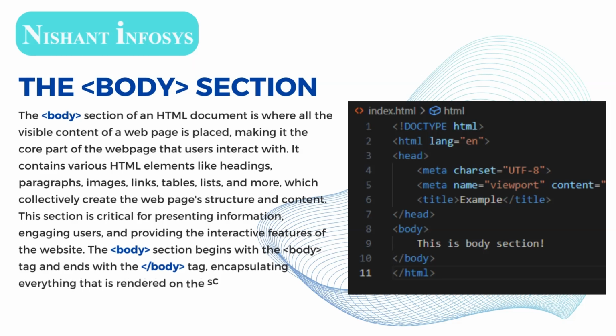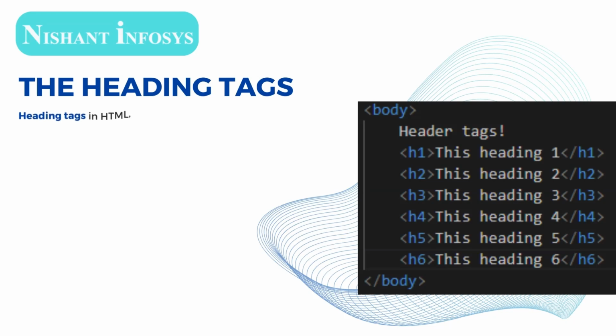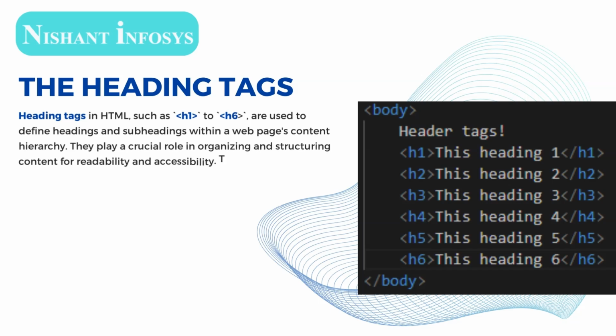The body section begins with the <body> tag and ends with the </body> tag, encapsulating everything that is rendered on the screen and is designed to work in tandem with the head section to ensure a seamless and functional user experience. Now, let us look at some basic HTML tags. Firstly, we have the heading tag. Heading tags in HTML, such as H1 to H6, are used to define headings and subheadings within a web page's content hierarchy.